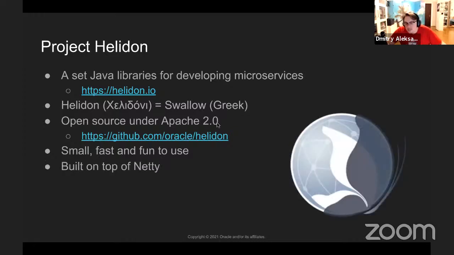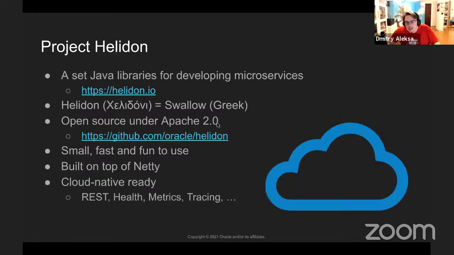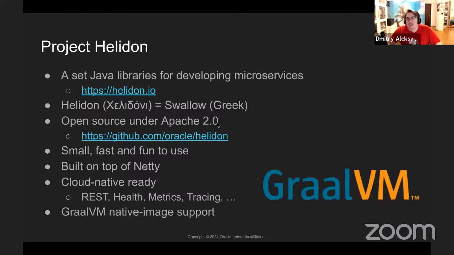Why? Because it is built on top of Netty. So it's just several layers above Netty. And since we are microservices, we are cloud native ready from the very beginning. So every time you run your Helidon software or software based on Helidon, from the beginning you will get health, metrics, tracing, everything. And since we're extremely modern, I would say we have almost total GraalVM native image support. So this is one of our goals, to have everything native image ready. And we do provide it.